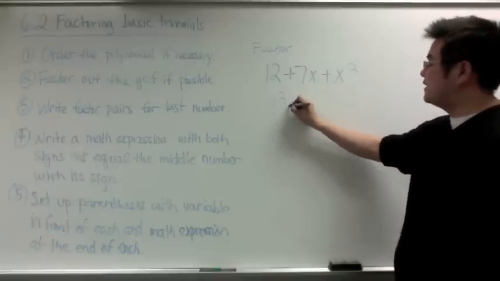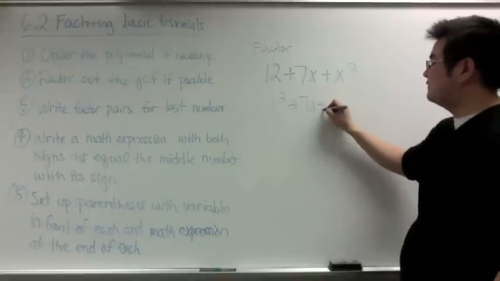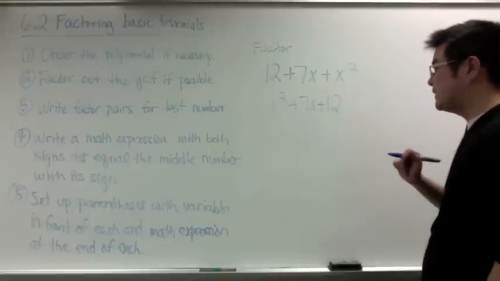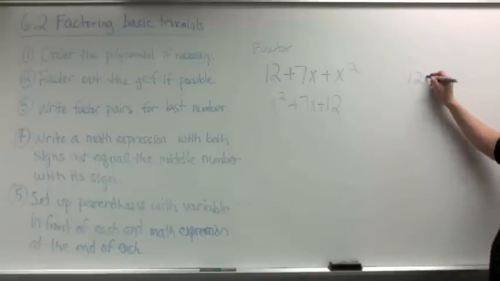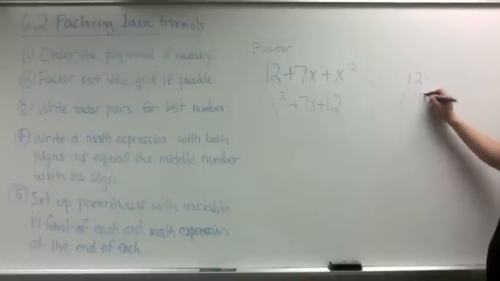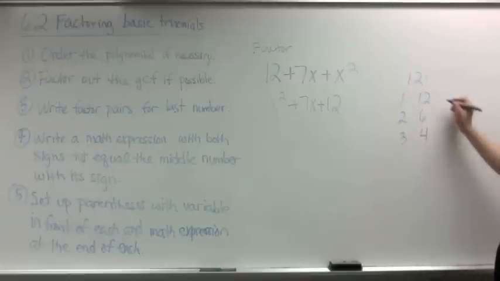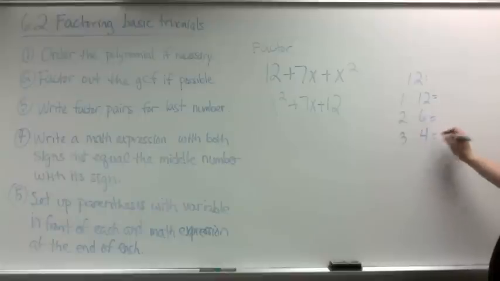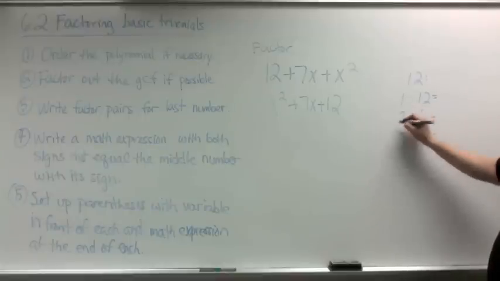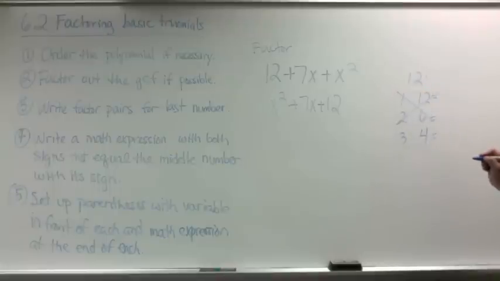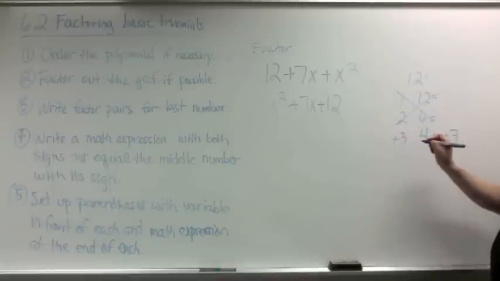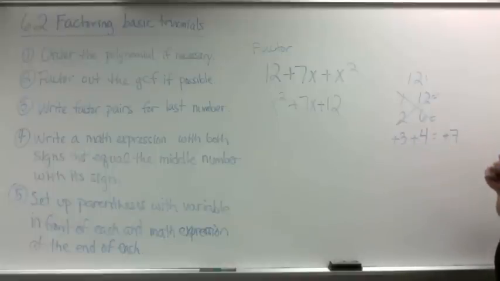So x squared plus 7x plus 12. There is no GCF, so I'm going to skip right to writing the factor pairs of 12. The factor pairs of 12 are 1 and 12, 2 and 6, 3 and 4. Now I'm trying to get a positive 7 out of it, and the only one that can get me a positive 7 is the 3 and the 4, so I'm going to exclude these two factor pairs. The only way to get a positive 7 is if I have a positive 3 and a positive 4.